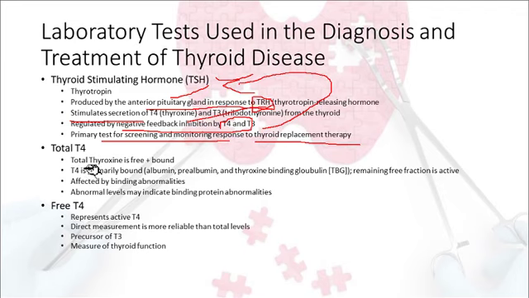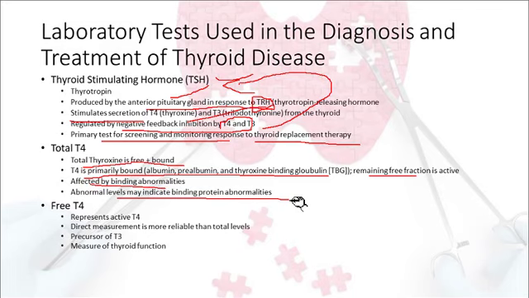Total thyroxine or T4 is free and bound. T4 is primarily bound to albumin, prealbumin, and thyroxine binding globulin. The remaining free fraction is the active portion, and of course it is affected by binding abnormalities, and abnormal levels may indicate a protein abnormality of some sort, like a lack of albumin or prealbumin, or globulin for that matter.